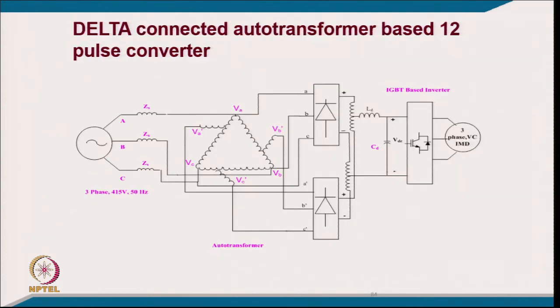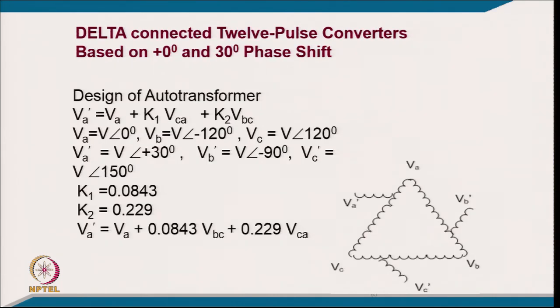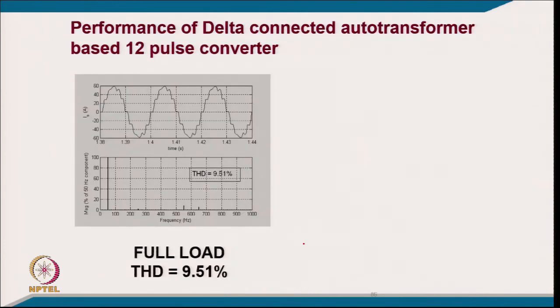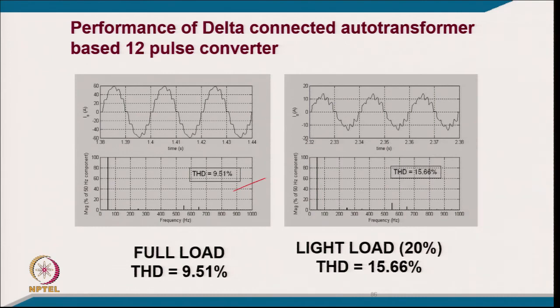This is another 12 pulse, which we call a delta connected 12 pulse. So, we have an extended delta, where one bridge is fed directly and the other is plus 30 degrees, which we are getting for the second bridge, and then 2 bridges the same way. This is the typical design for providing the phase shift of 30 degrees and getting K1 K2 constants and the output voltage. Then the performance is again less than 10% at full load, and at light load we are getting around 15%, which is the ideal case.